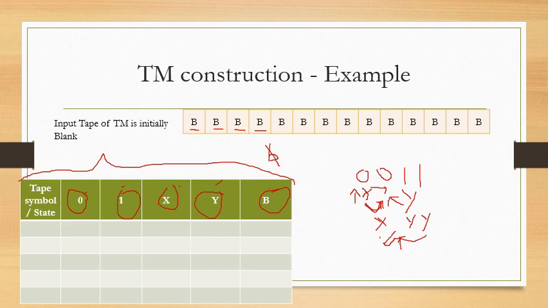I should read a y. Again, I move to the right. I should read a y. Again, I move to the right. I should not be reading a 1. Yes, I should be reading a blank because it will be blank here.